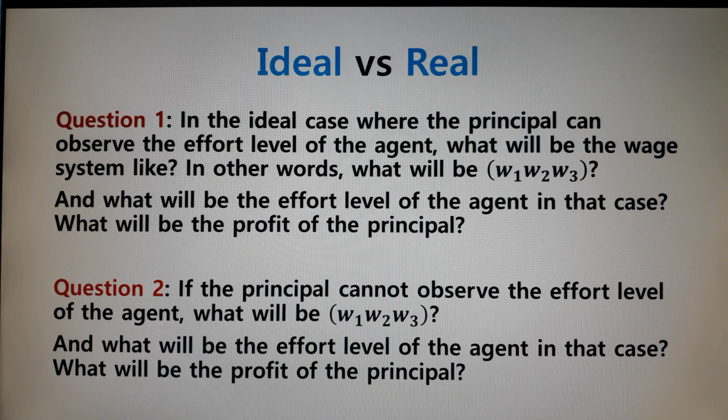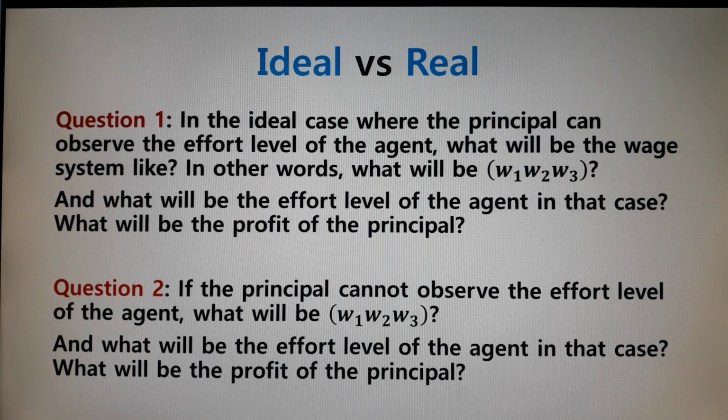Let's review the previous lecture. There is a principal and an agent. There are three outcomes, x1, x2, x3. There can be two effort levels, EH and EL, high effort and low effort. The cost of high effort would be 600 and low effort would be 0, and the reservation utility would be 400. Okay, you get it.